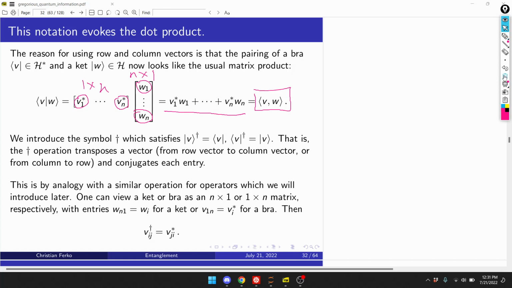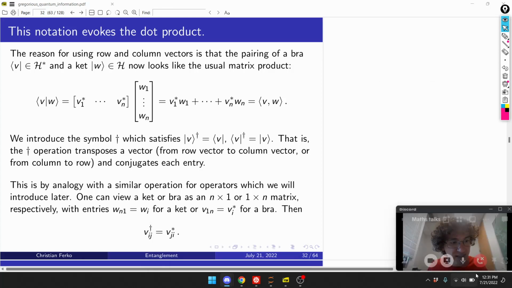Okay, now some more notation. We'll introduce dagger. This is \dagger in LaTeX. Dagger is just the isomorphism I told you about. Dagger sends ket to bra and bra to ket. Or in terms of our row and column vectors, all the dagger does is transpose a vector. By transpose, I mean it takes a row vector and flips it to a column vector, or vice versa, a column vector to a row vector. And in addition, it complex conjugates each entry.